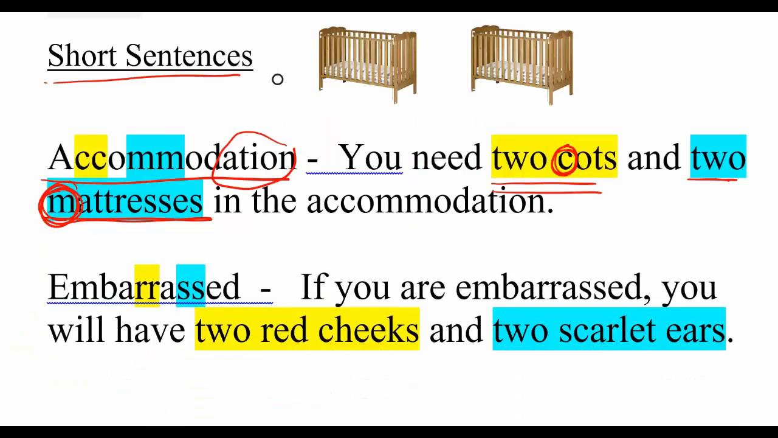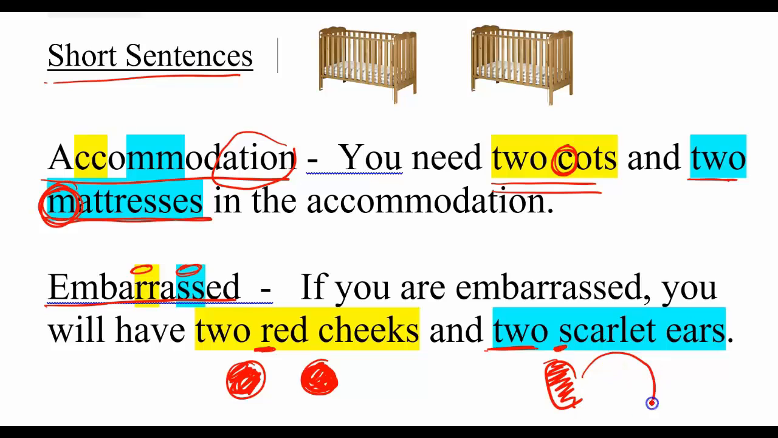Here's another example of a short sentence that can help you spell. The word embarrassed is often misspelt. People are never sure, is it 2 R's, 2 S's or 1? So we could make a little sentence up. If you're embarrassed, you will end up with 2 red cheeks, 2 R's and 2 S's, 2 scarlet ears. There's 1 ear, there's a nice big face, and there's another ear. 2 scarlet ears, and 2 red cheeks.